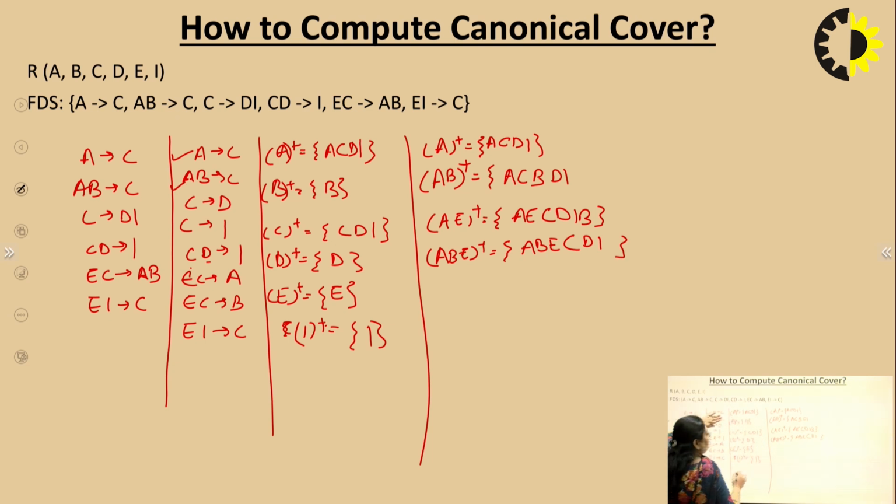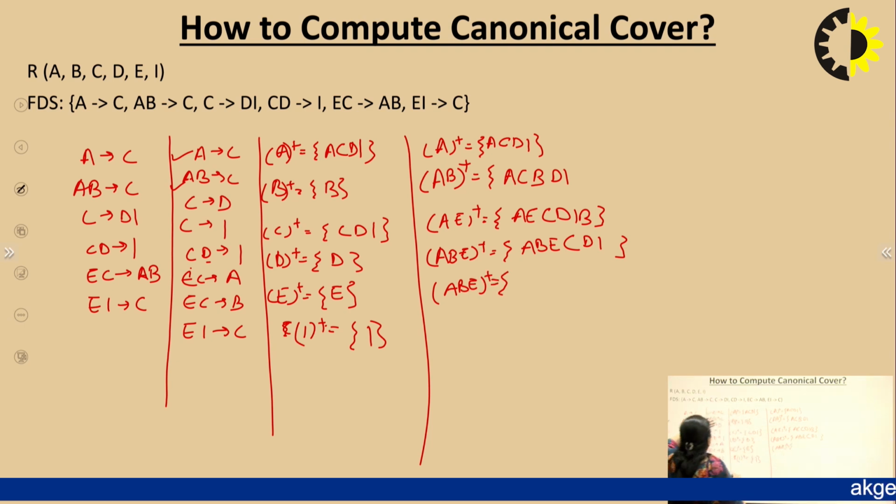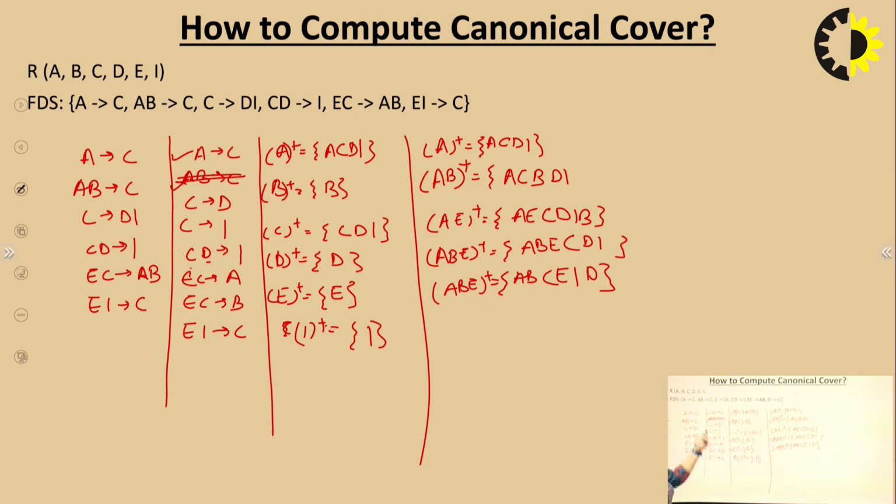Okay. Now remove it. What you are able to determine? C, AB. From A, what you are able to determine? C, E. From EC, what you are able to determine? B, A, I, D, from C we are able to determine D. So we are able to find out all the attributes. So remove this. This is an extra functional dependency here.